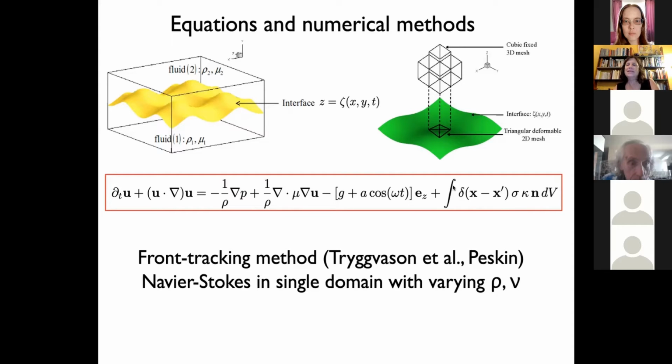And this is the surface tension and how it enters the velocity. There's interaction. The surface is advected by the fluid, and the fluid reacts to the surface tension. So that's the interaction between the surface and the bulk problem. And this is the front tracking method. The names associated with these methods are Tryggvason and Peskin.